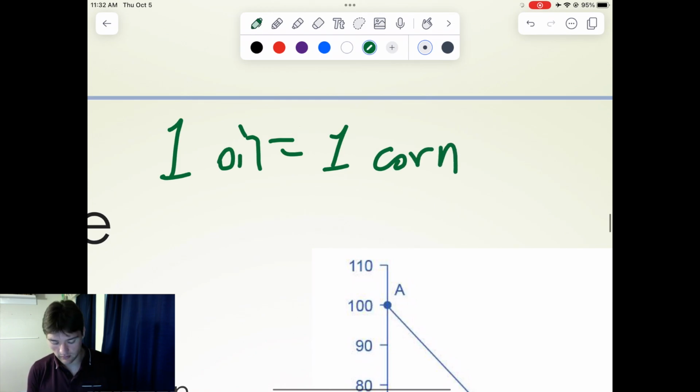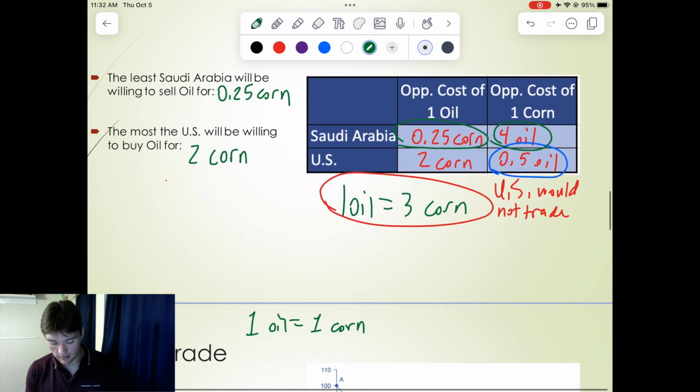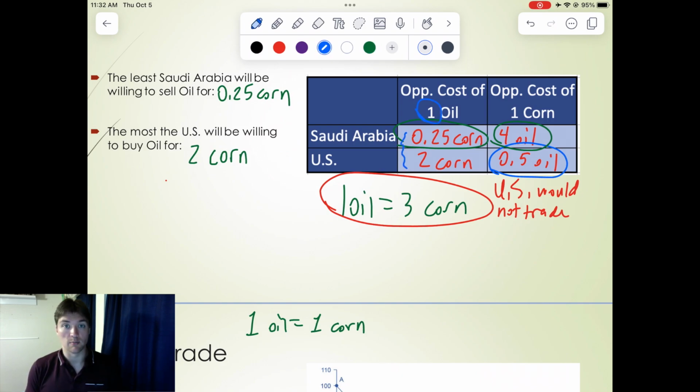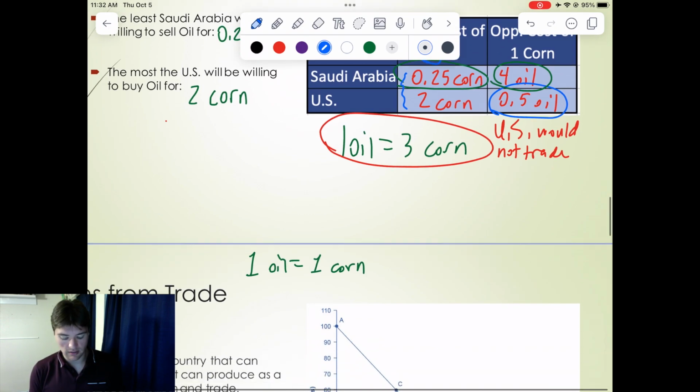Over here, we see 1 oil, and that is in between here. It's above 0.25 corn, and it's below 2 corn. So yeah, we will benefit here. Okay? So this is a good price.